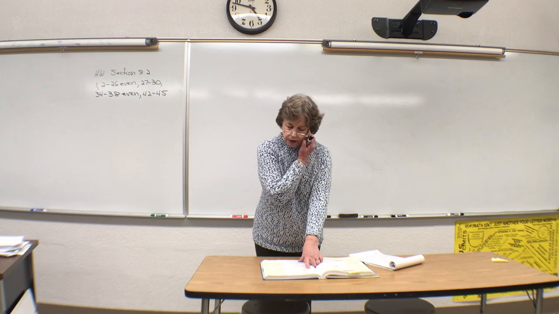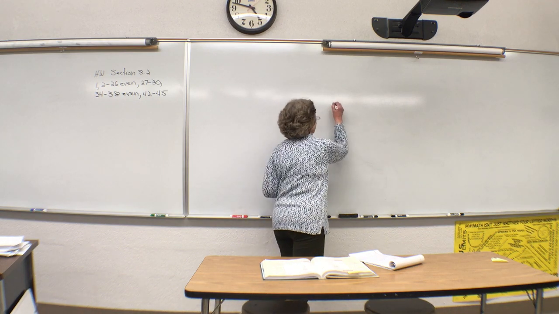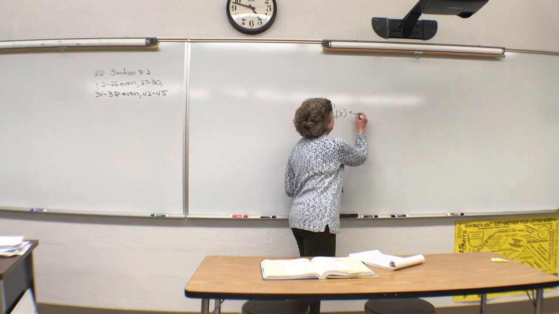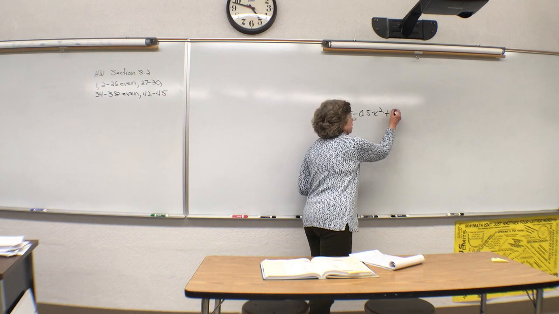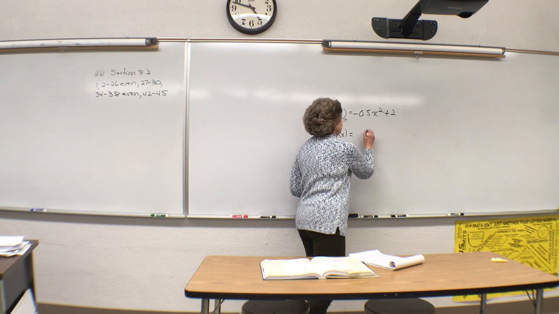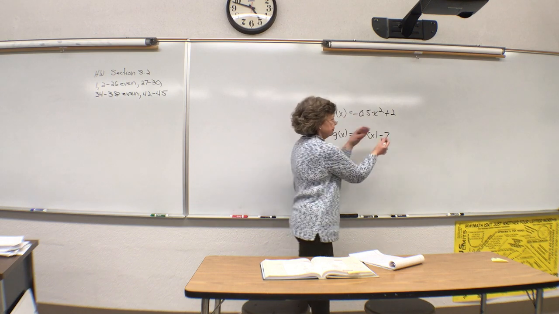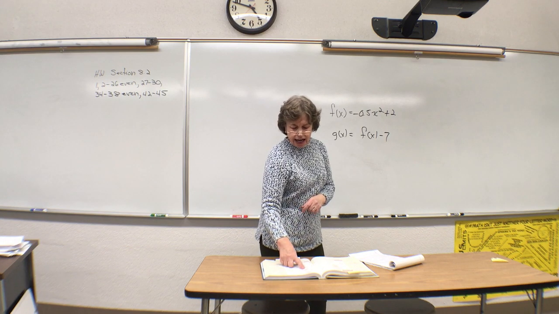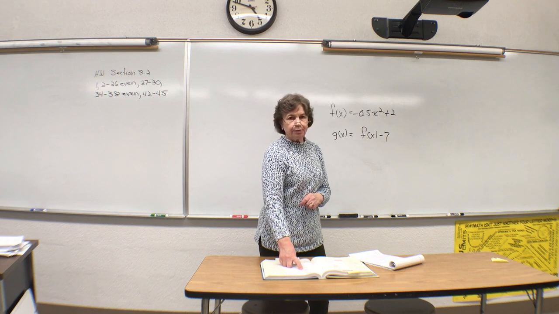Example 3, here's another one, only this time we have two functions, so f of x this time is no longer the parent function. It was defined to be negative 0.5 x squared plus 2. And g of x was to be f of x minus 7. That means that this function is going to be transformed by shifting it down 7 places, 7 units. Part A said describe the transformation and graph them in the same coordinate plane.